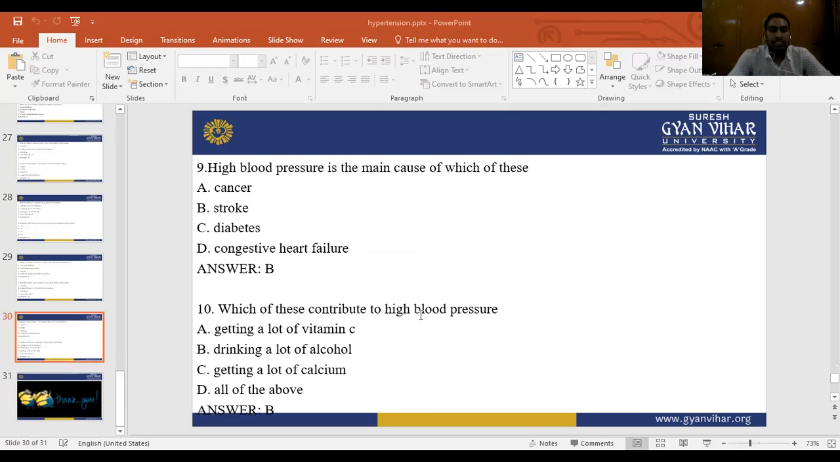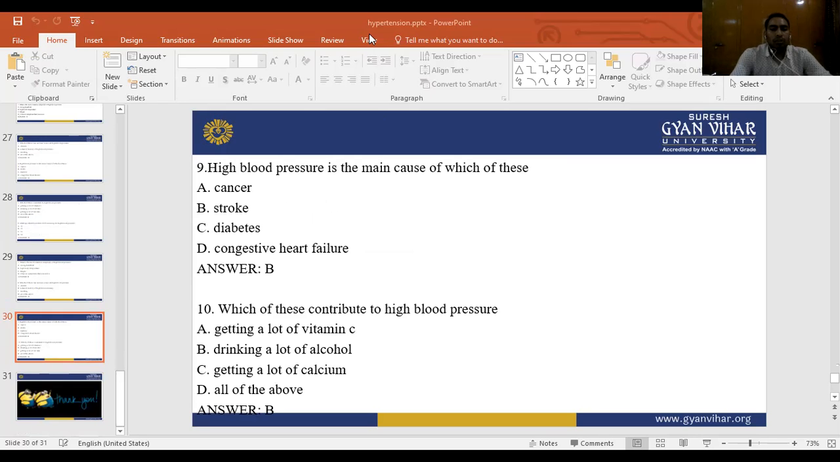High blood pressure is the main cause of which of these? Option A is cancer, option B is stroke, option C is diabetes, and option D is congestive heart failure. The right answer is B, stroke.